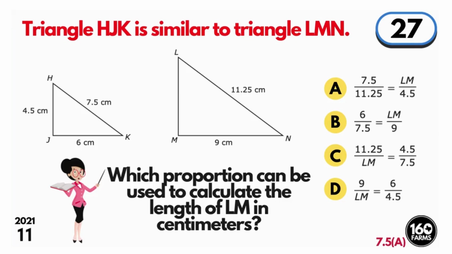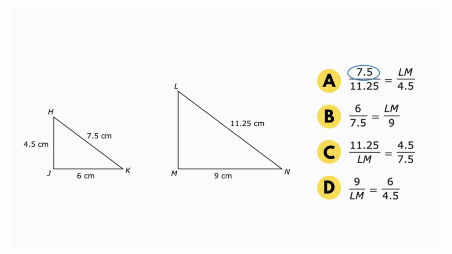Proportion can be used to calculate the length of LM in centimeters. And it says triangle HJK is similar to triangle LMN. Let's break this down a little bit. Let's look at the shapes, and let's go item by item.